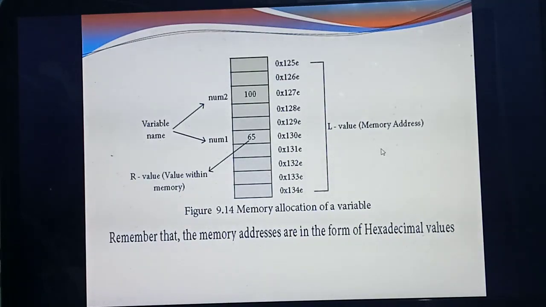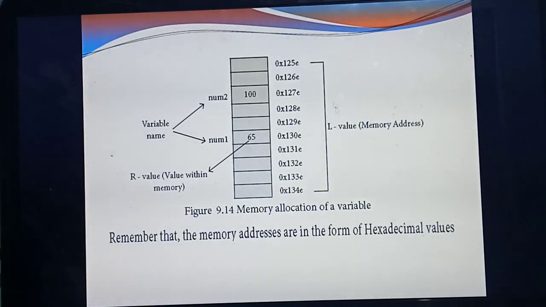Understand what you mean by L value and R value? L value means the memory address in which the data is stored. R value means the data stored, that is, 65 and 100. The data we are calling the R value, and the memory addresses for the data, 0x127e and 0x130e, these two we are calling the L value. Understood?